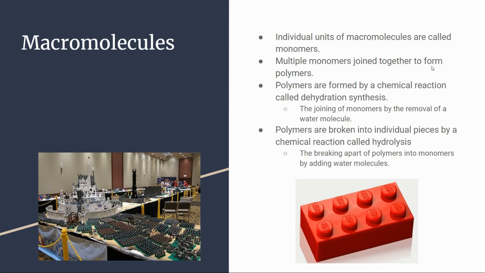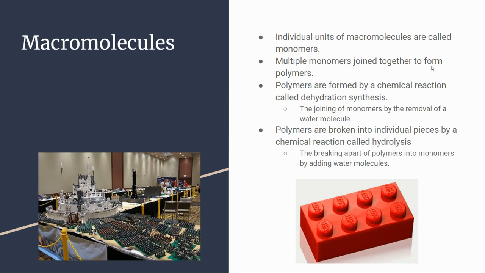So macromolecules, all right, individual units of macromolecules are called monomers. Multiple monomers join together to form polymers. Polymers are formed by a chemical reaction called dehydration synthesis. So think about the term dehydration. When you think of dehydration, you think of lack of water or not enough water, okay? So dehydration synthesis is the joining of monomers by removing water. Okay? You're removing a water molecule to join monomers together.